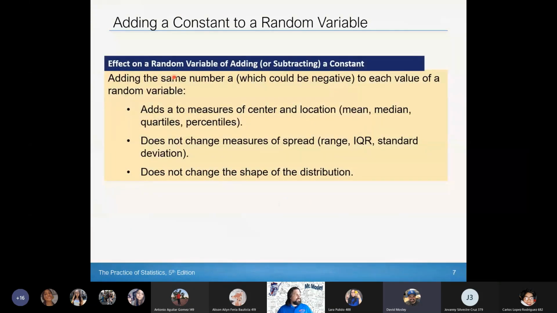So then the effect on a random variable of adding or subtracting a constant: adding the same number, a, which could be negative, to each value of a random variable, adds a to measures of center and location, mean, median, quartiles, percentiles, does not change measures of spread, range, IQR, and standard deviation. Does not change the shape of the distribution. All right, so adding or subtracting only changes measures of center and location.